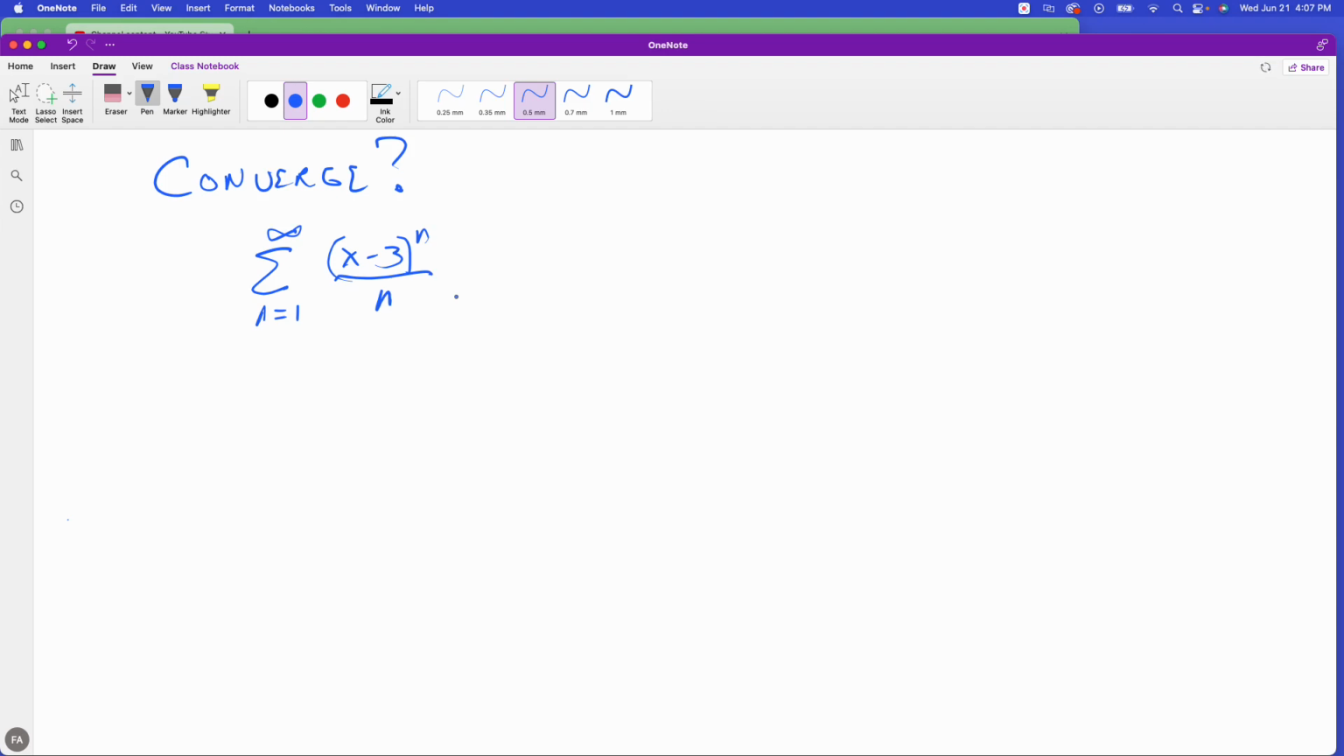So when x is equal to 3, we'll just do that one real quick. When x equals 3, you have (3 minus 3) raised to the n power over n. So that is 0 raised to the n power over n, which is just simply 0. So you're adding all the zeros together, which is simply equal to 0. So it always converges there. That would be what we call a trivial case. But does it converge everywhere else?